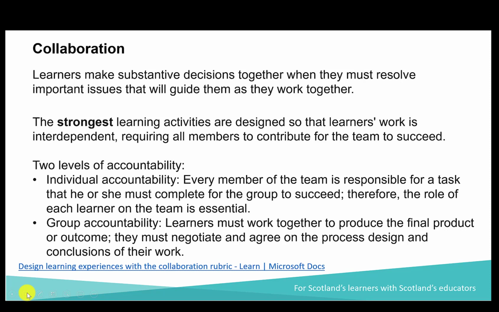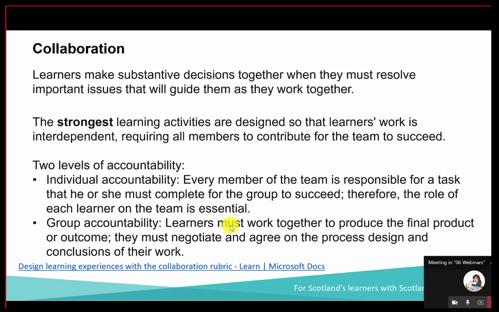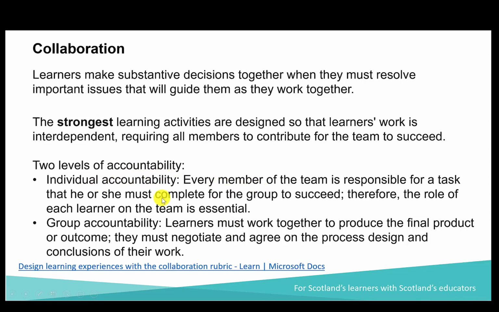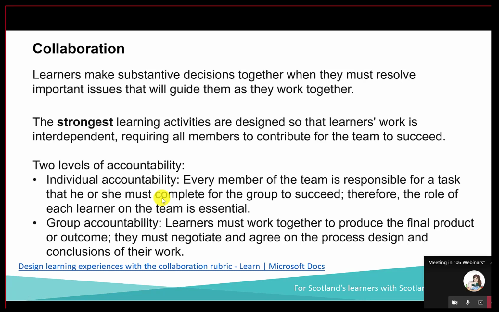So again, Teams is a great one for that. I'll come on to Teams in a minute, but we have two levels of accountability when we're collaborating according to the 21st century skills. So there's individual accountability, where everybody is responsible for what they're doing, and then group accountability. Essentially, what we want is group accountability, where everyone is working together. We want everybody to work to their own strengths, but we also want them to be able to take responsibility for the task at hand.